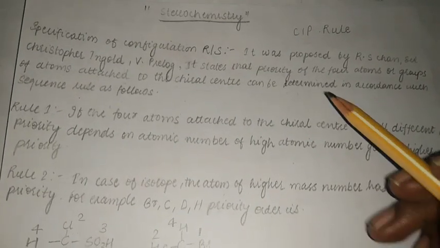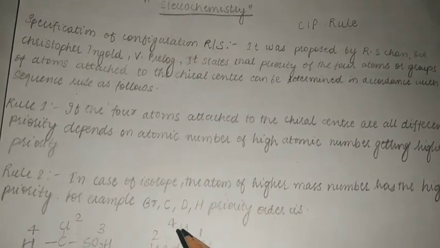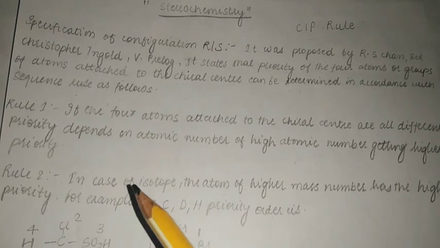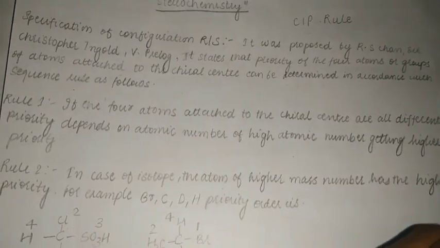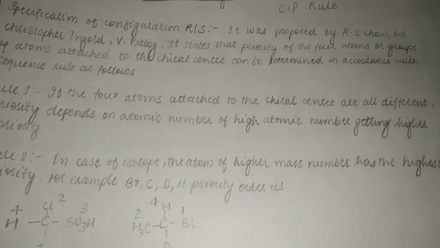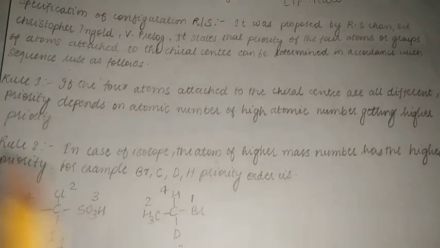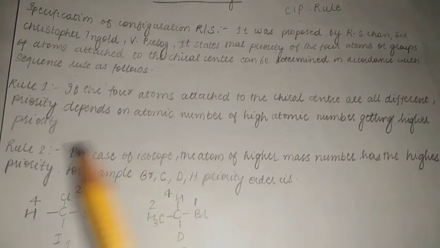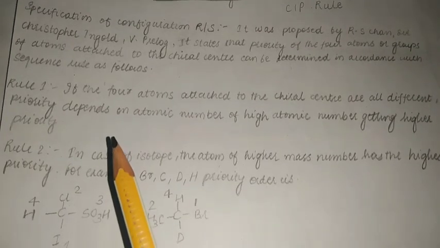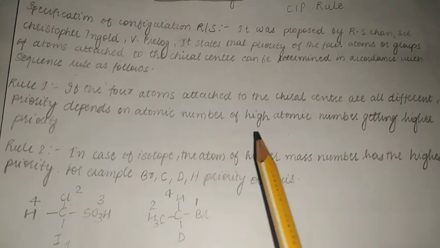It states that the four atoms that are attached to the chiral carbon can be determined in a sequence of rules. We will learn these rules one by one. So let's see what these rules tell us. Rule number 1: if the four atoms attached to the chiral center all have different priorities, then it depends on the factor of their atomic number.